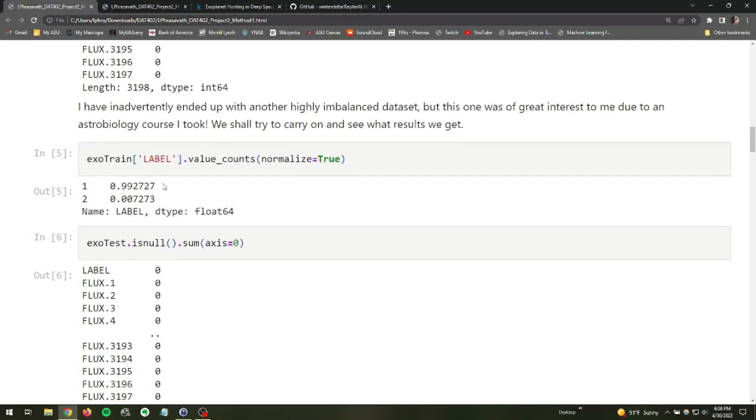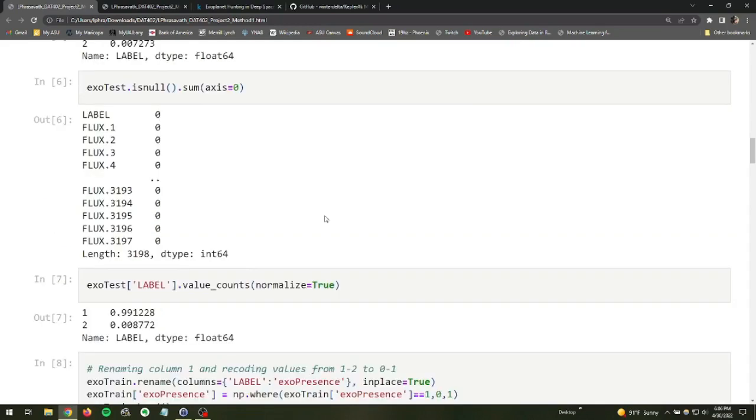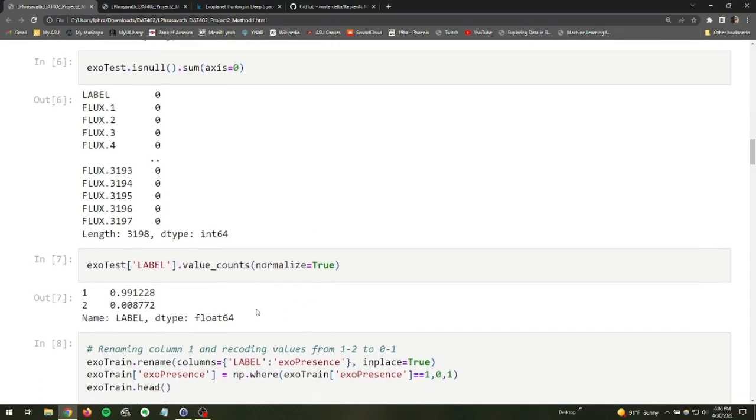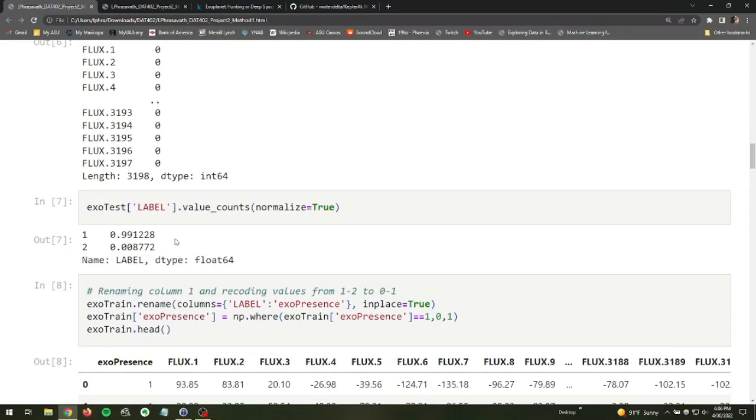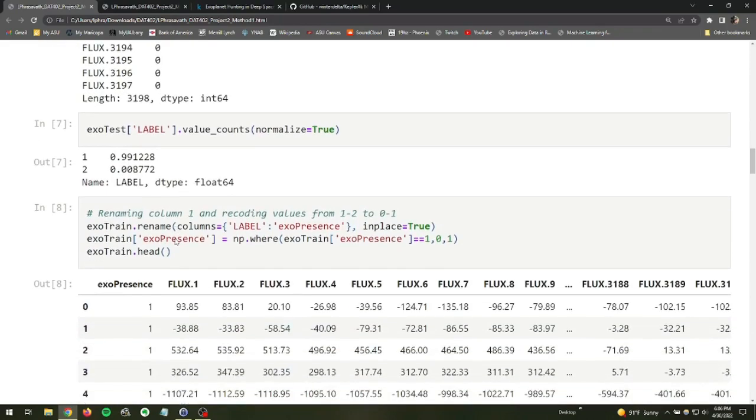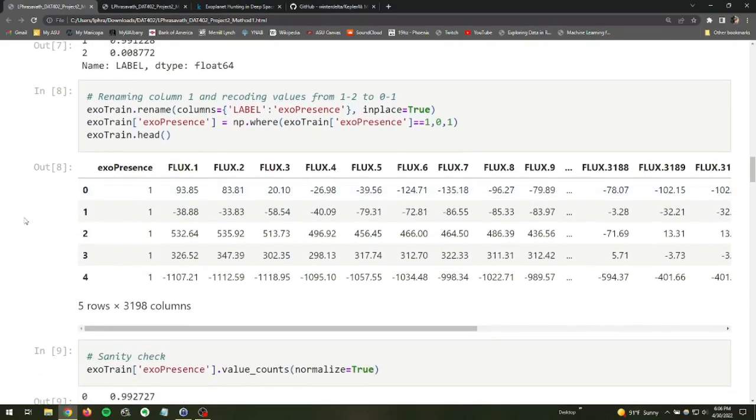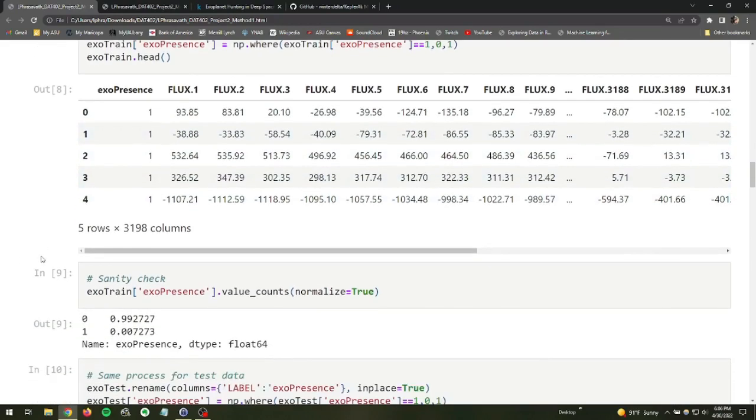This is actually the same thing that happened to me in Project 1, so it was interesting to see if I would get the same kind of accuracy results using this method. We can see that for the test data, we have similar results with no null values and similar proportions of yeses to nos. And here, this is just me renaming the column and then recoding the variables to 0, 1 binary.